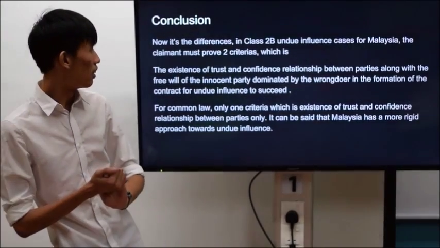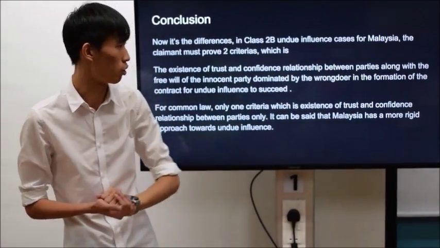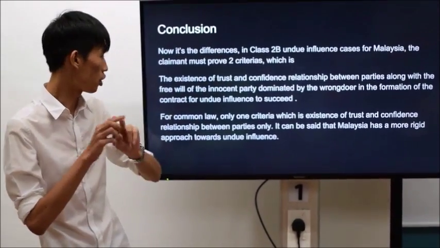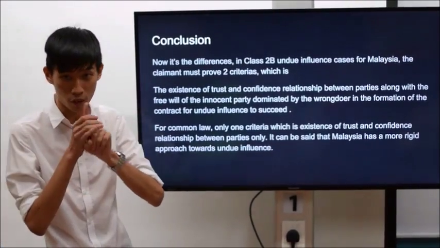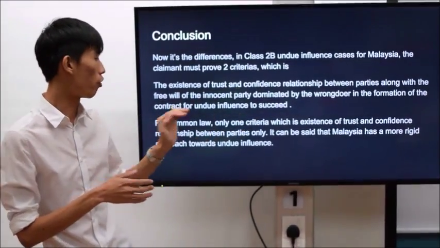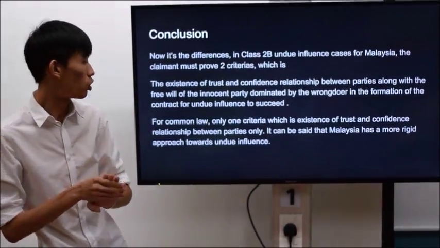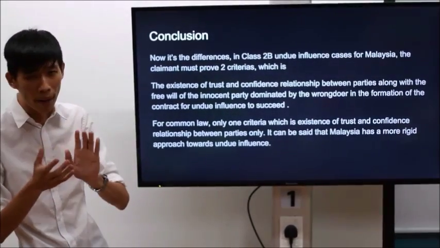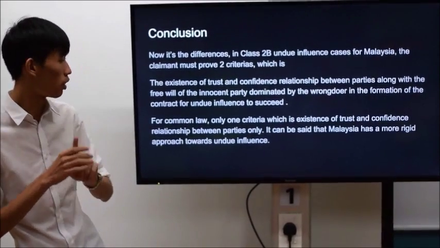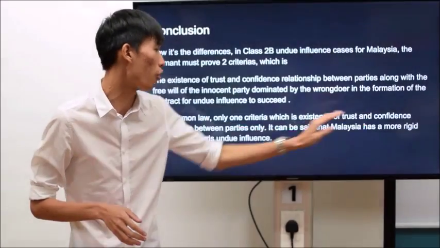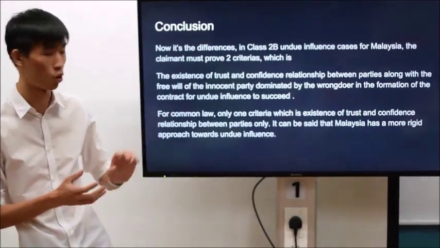Now, for the differences, in class 2B undue influence cases in our country, the claimant must prove two criteria. First, the existence of a trust and confidence relationship between the parties, along with the free will of the innocent party being dominated by the wrongdoer in the formation of the contract, for undue influence to succeed. But bear in mind, for common law, only one criterion needs to be proved for undue influence, which is the existence of a trust and confidence relationship between the parties only. It can be said that Malaysia has a more rigid approach towards undue influence.